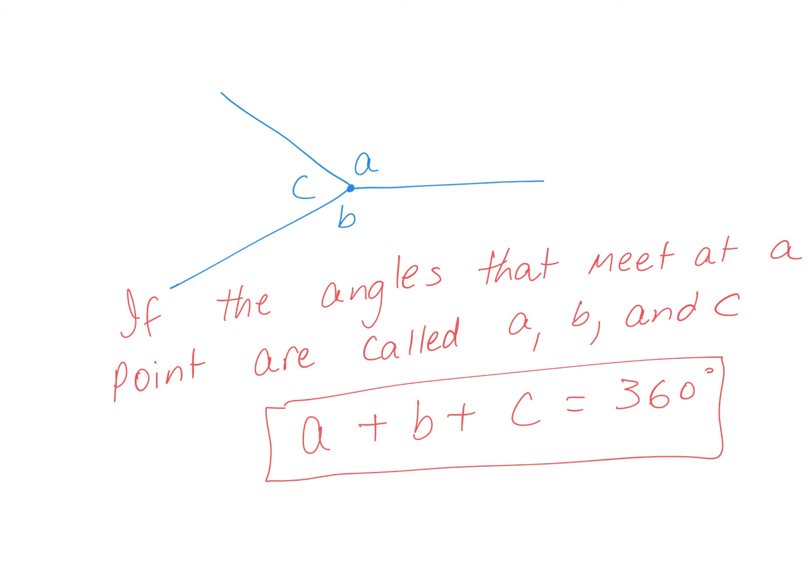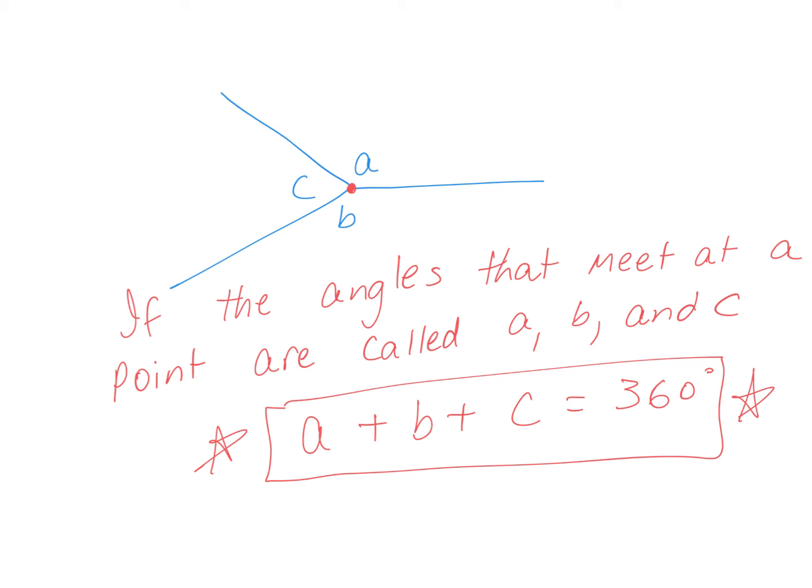Now using logic, I can work with angles at a point. Now at a point, we know that the sum of... So let's say we have this diagram and we have a point right here and these 3 angles, A, B, and C. So if the angles that meet at a point are called A, B, and C, then we can definitely write a rule about it, that all the 3 angles add up to 360.